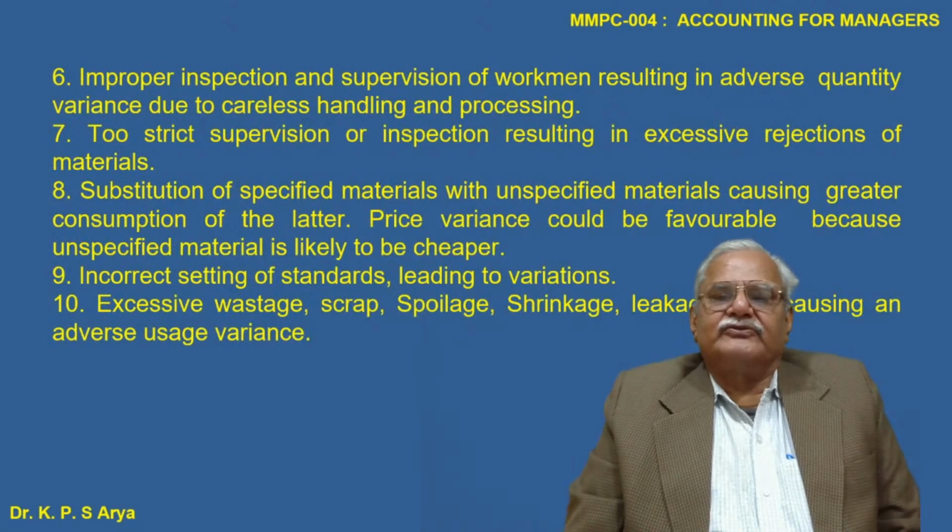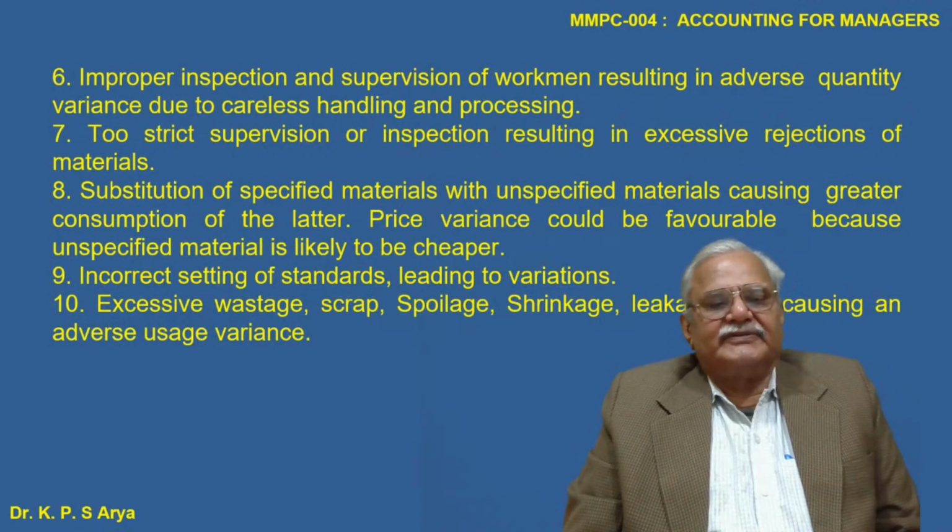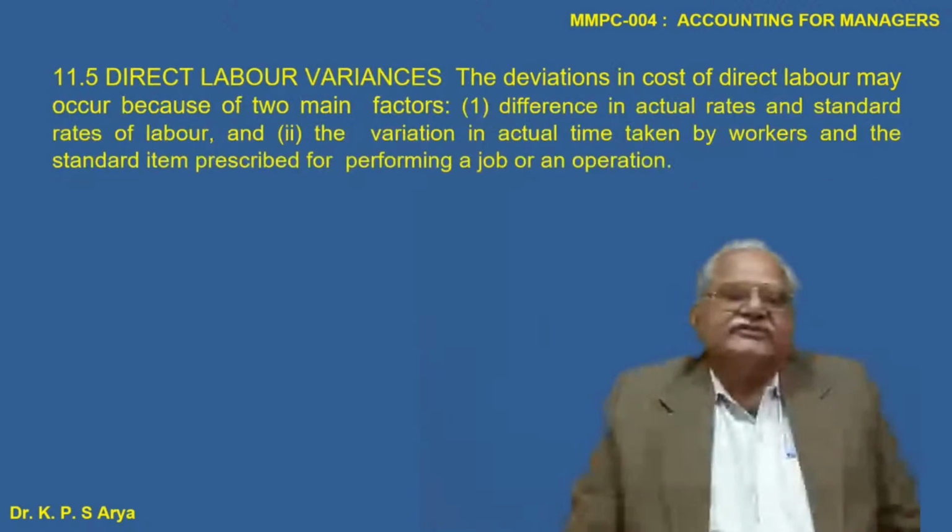Improper inspection and supervision of work may result in adverse quantity variance due to careless handling and processing. Too strict supervision and inspection results in excessive rejection of the materials. Substitution of specified material with unspecified material could mean greater consumption of the latter. Price variance could be favorable because unspecified material is likely to be cheaper. Incorrect setting of standards leads to variances. Excessive wastage, scrap, spoilage, shrinkage, and leakage cause an adverse usage variance.